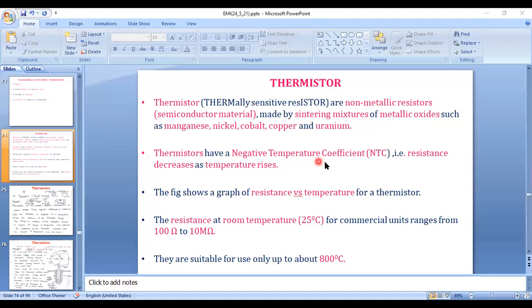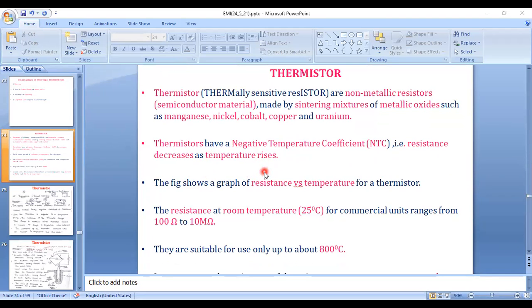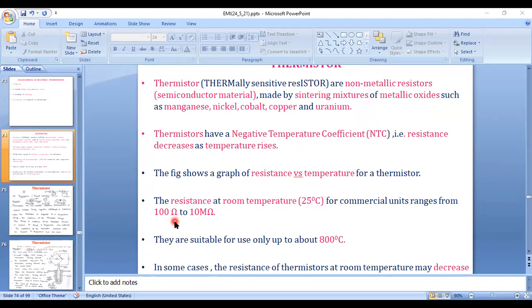Thermistors have a negative temperature coefficient. Semiconductors also have a negative temperature coefficient. That is, resistance and temperature are inversely proportional to each other. If resistance increases, temperature is going to decrease. If resistance decreases, temperature is going to rise. These two parameters are inversely proportional. That is a negative temperature coefficient. The figure shows a graph of resistance versus temperature of a thermistor. Later on, we will see this graph.